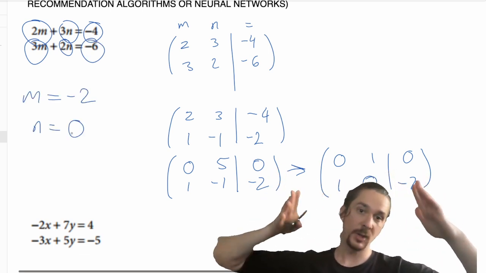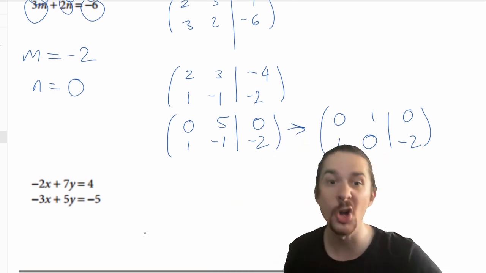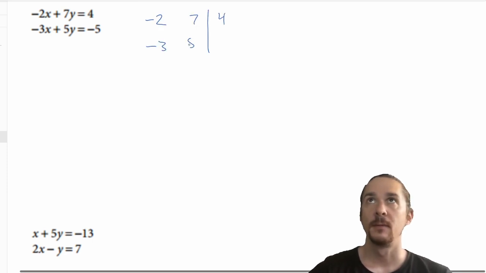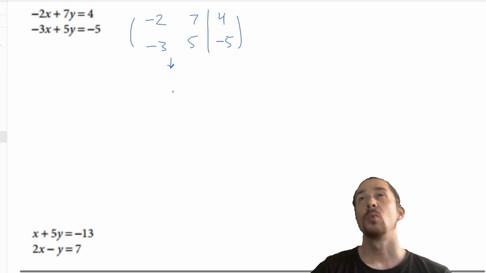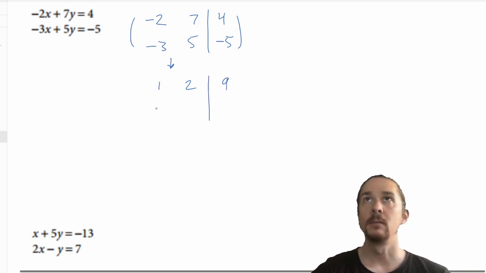So you can see there's a lot of working out to do with matrices, and you can get a lot of fractions involved as well, which can be frustrating if you're not good at your fractions. All right, if we apply the same method, we'll say -2, 7, 4, and -3, 5, -5. I want to subtract the second row from the first. So that will become a 1, a 2, and a 9. And this will remain -3, 5, -5.